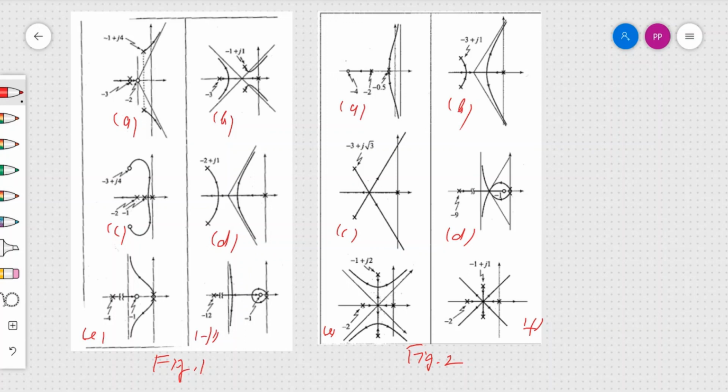Similarly, in figure 2d we see that very interestingly it is the shape of a fish, where you have a double pole at the origin, a 0 at minus 1 and a pole at minus 9. So these are all very frequently asked questions, and if you practice it well, then you can attempt the problems given in the exam. Even if it is unknown to you, you will be able to solve and draw the root locus for that.